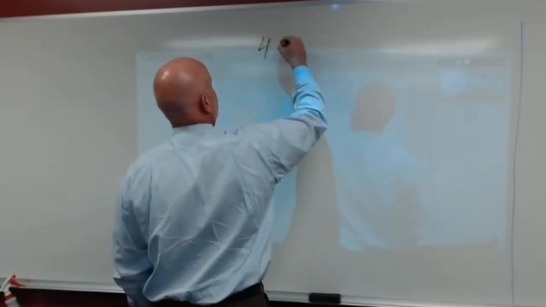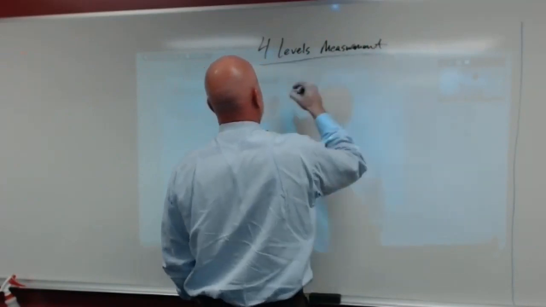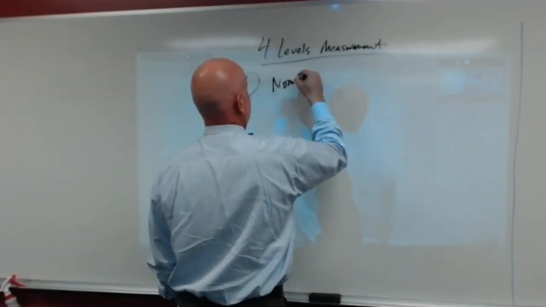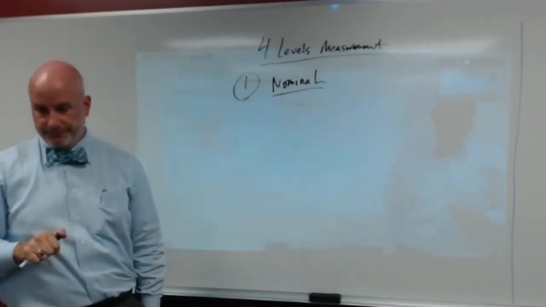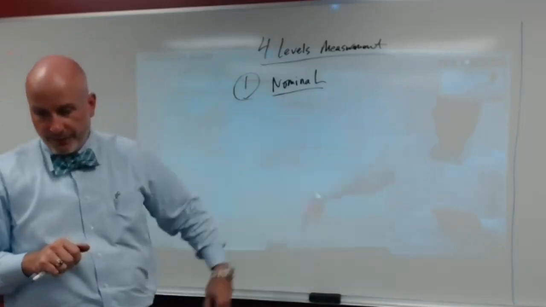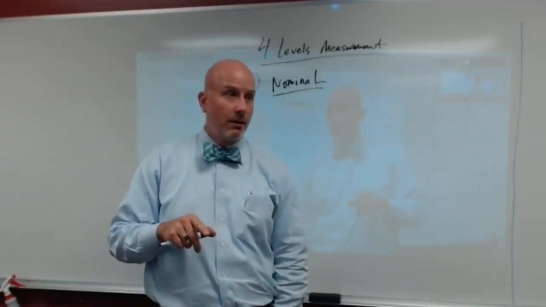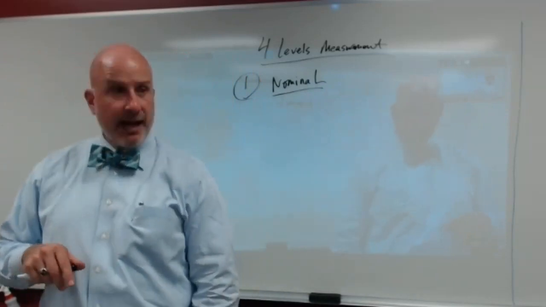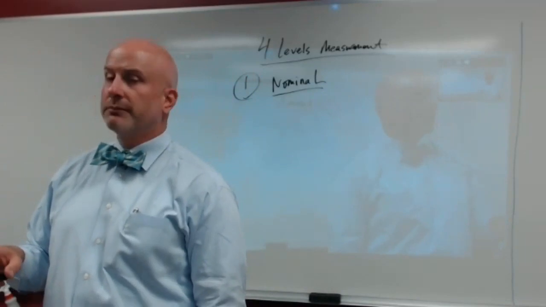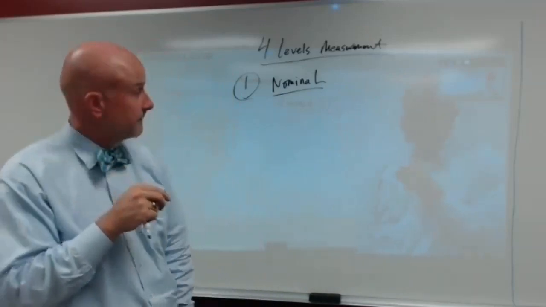And we're going to talk about the levels of measurement. What's the first level? Nominal. All right, nominal level measurements are classified into categories and cannot be arranged in any particular order. Examples: eye color, gender, religious affiliation.